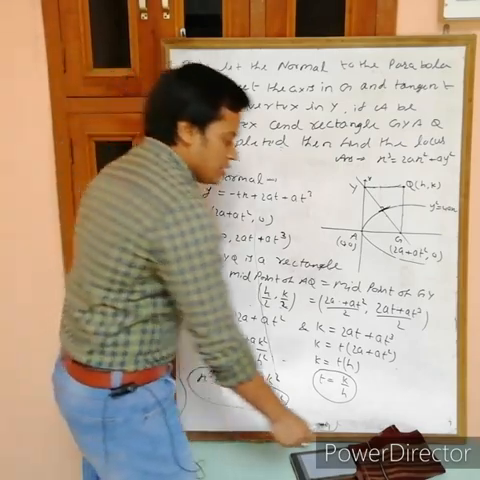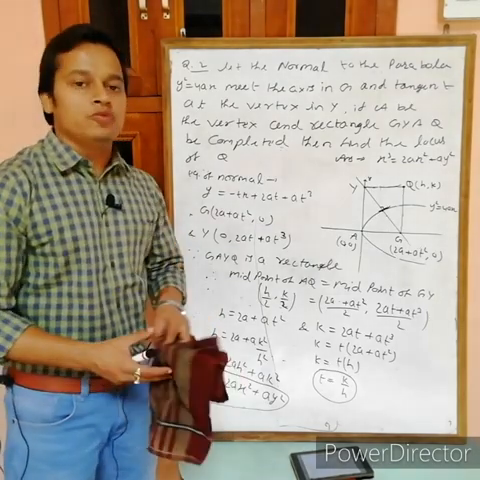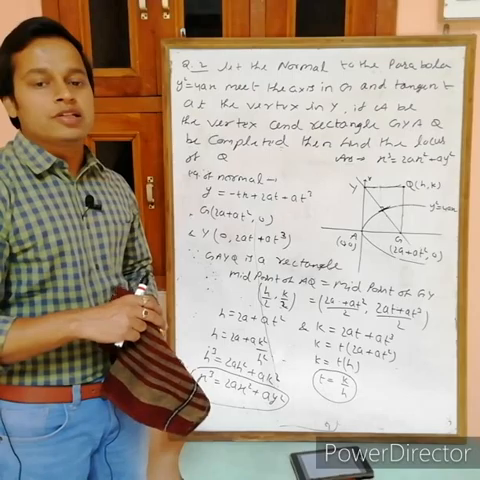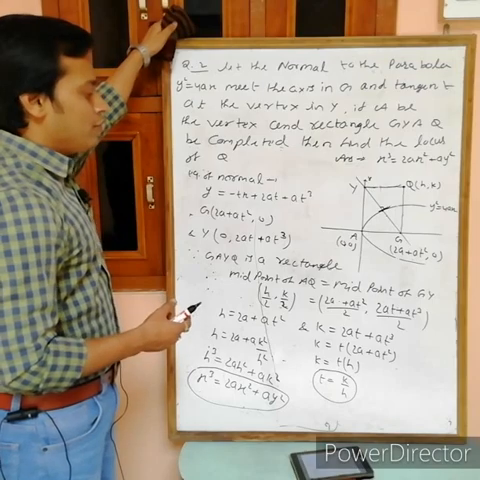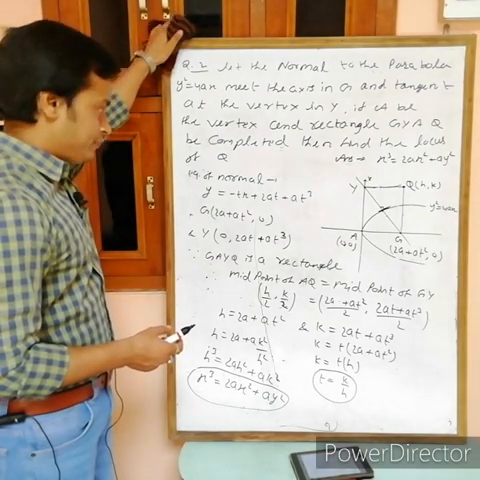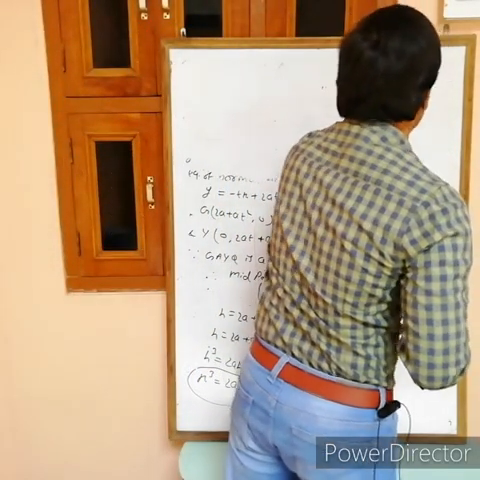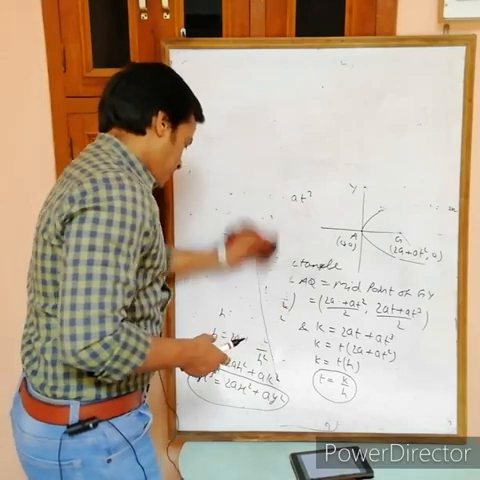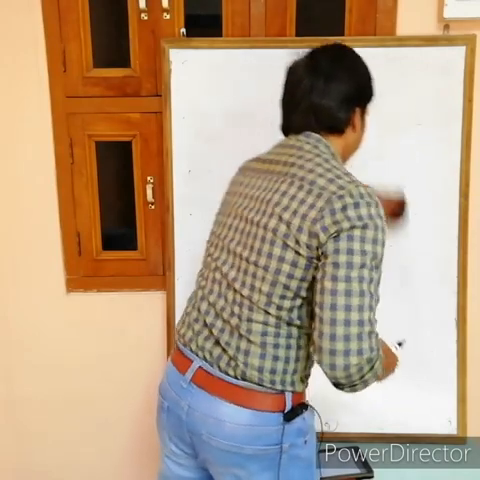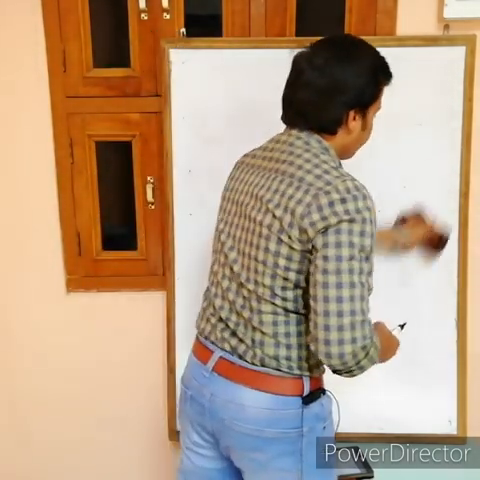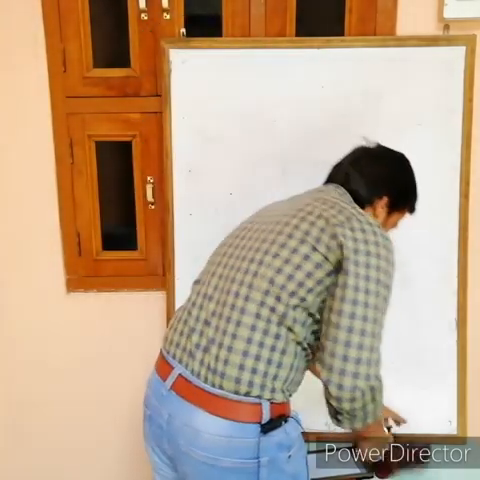So how to get the locus? If you want the locus of any point, same process. First always assume the point h comma k, then find the relation between h and k, then at the end replace h with x and k with y. Now can I rub it? Okay, write it down. Okay, now next question.